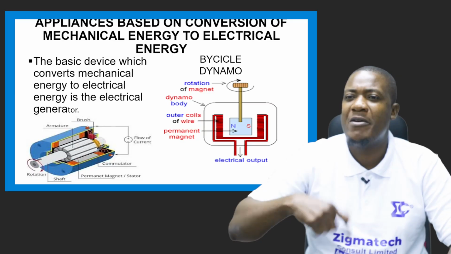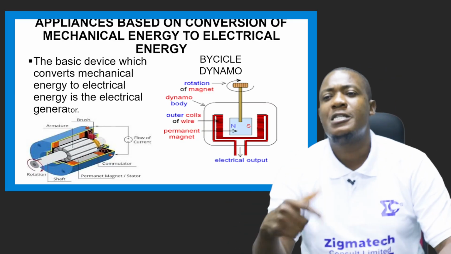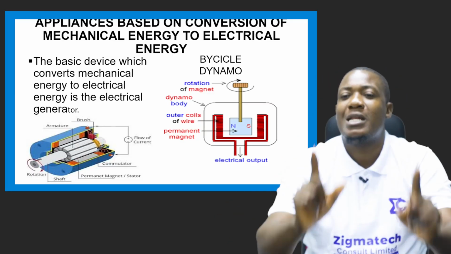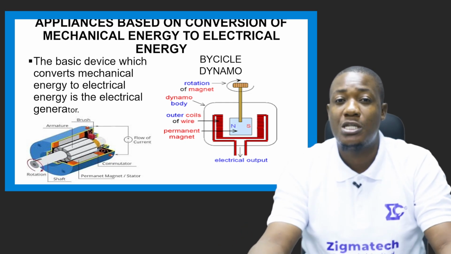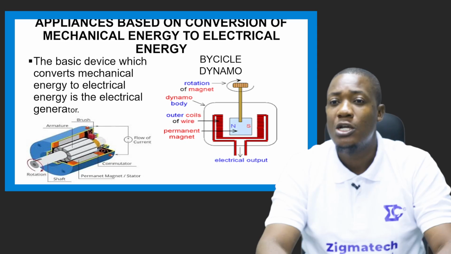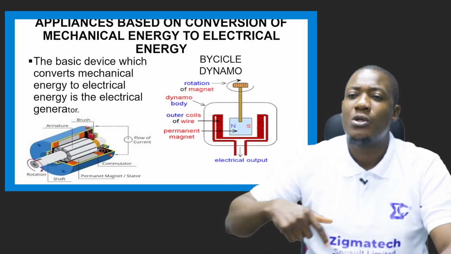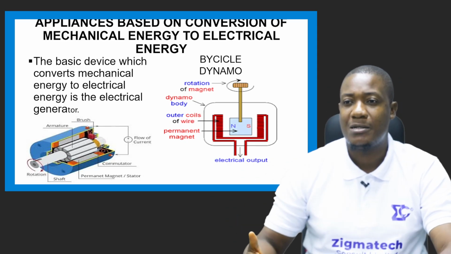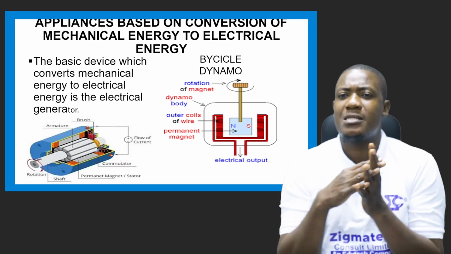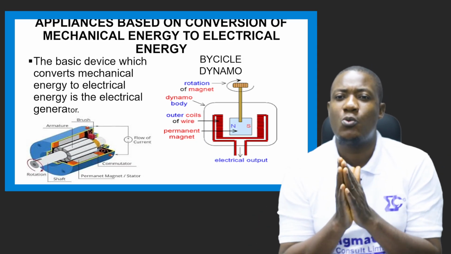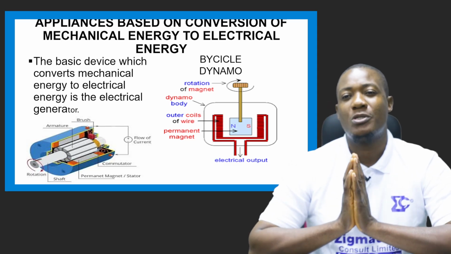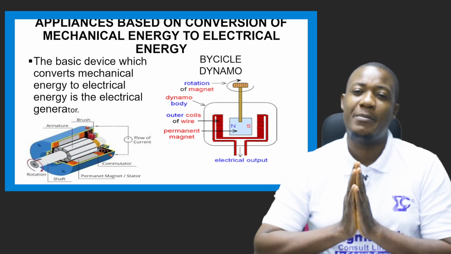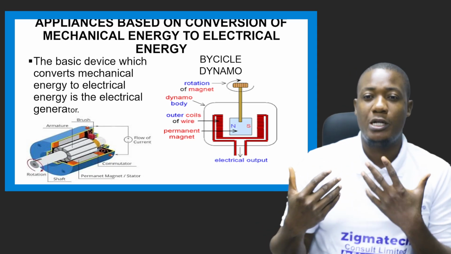As that is happening, an EMF is induced. This induced EMF can be used to light your headlamp, and that way you can see in the night clearly. So the faster you go, the brighter the lights. Okay, so that is how the generator works and operates. Please, I need you to really understand what I'm saying about electromagnetic induction.